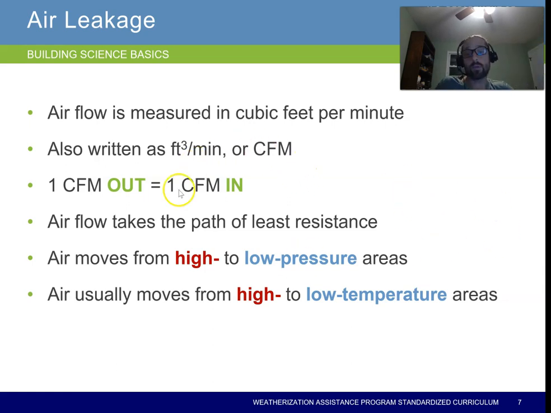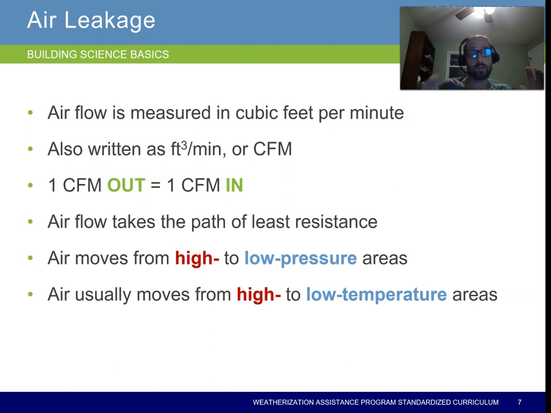Another really important thing to understand: anytime one cubic foot per minute leaves a building, another cubic foot per minute has to come in somewhere else in the building, and vice versa. If you force a cubic foot of air into a building, that means a cubic foot of air is leaving somewhere, and it doesn't always come in and go out of areas that you want it to, and you can't necessarily control it. You can have some measure of control if you have ventilation, air intakes, forced ventilation, forced exhaust, but it's really important to remember: CFM in equals CFM out, and CFM out equals CFM in.